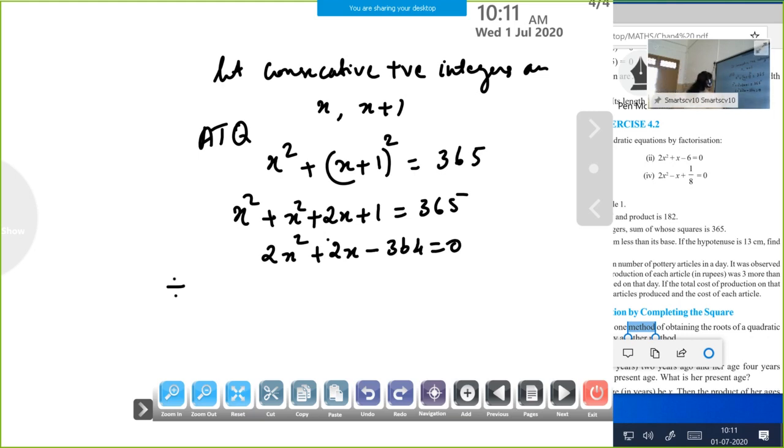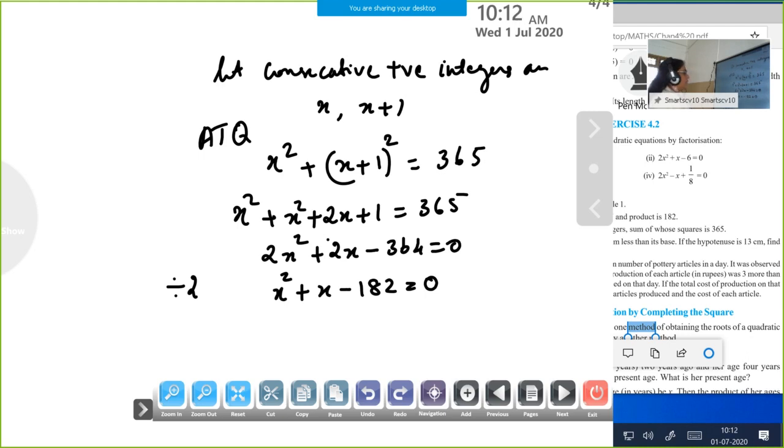Divide throughout by 2. Now the equation becomes x square plus x minus 182 is equal to 0.